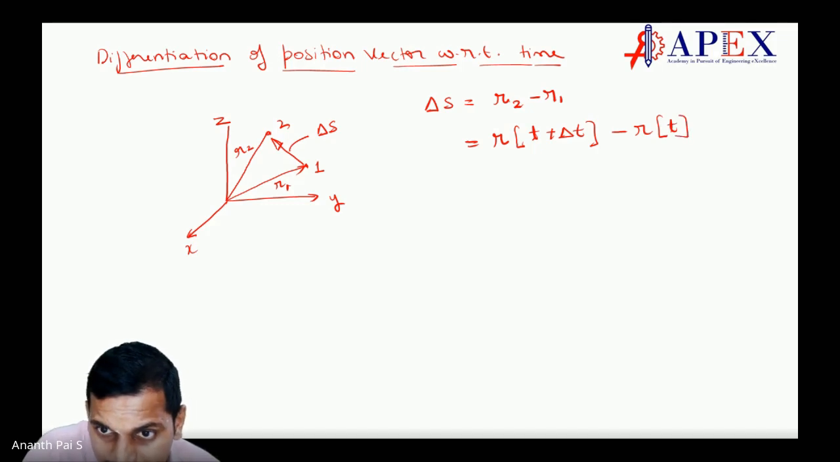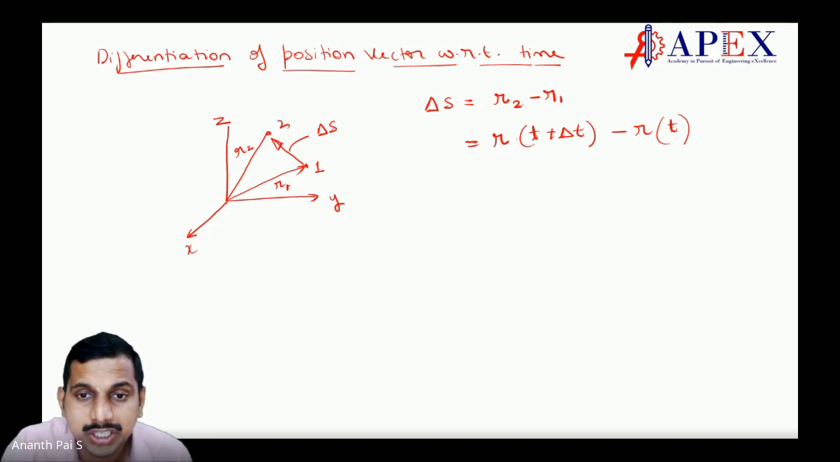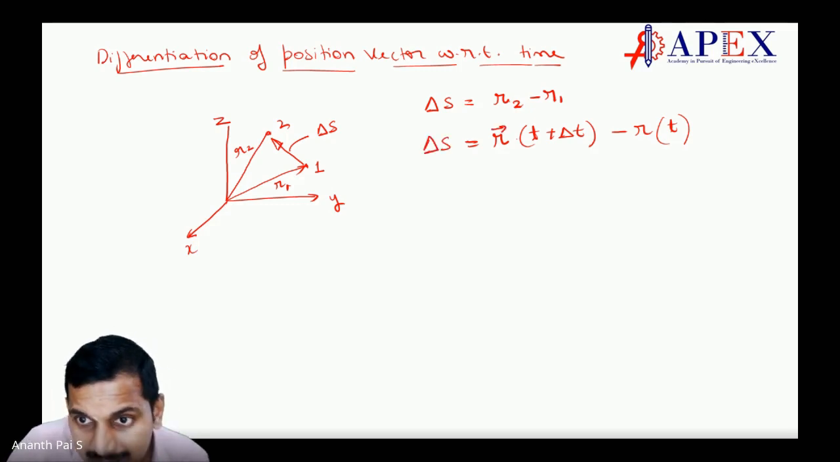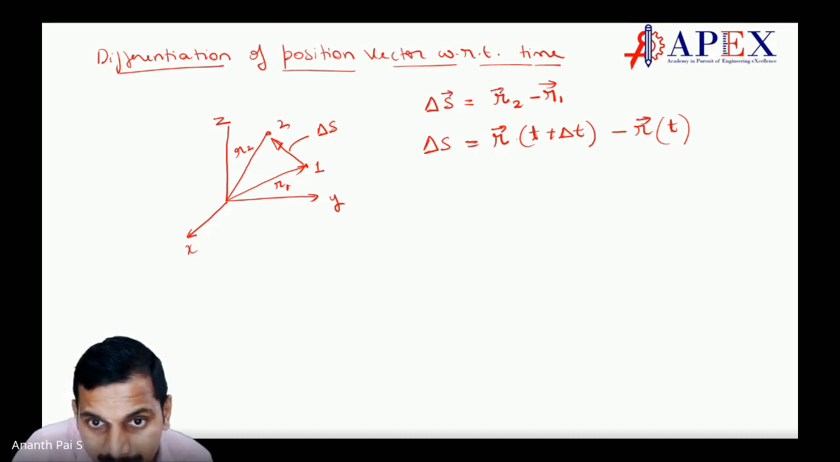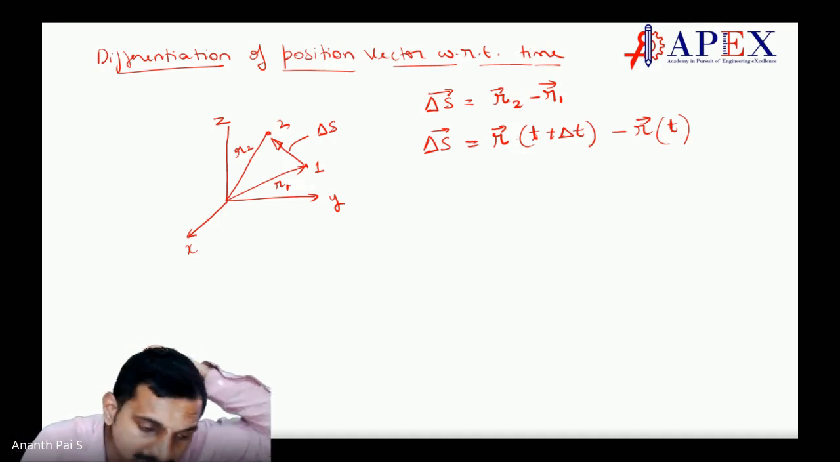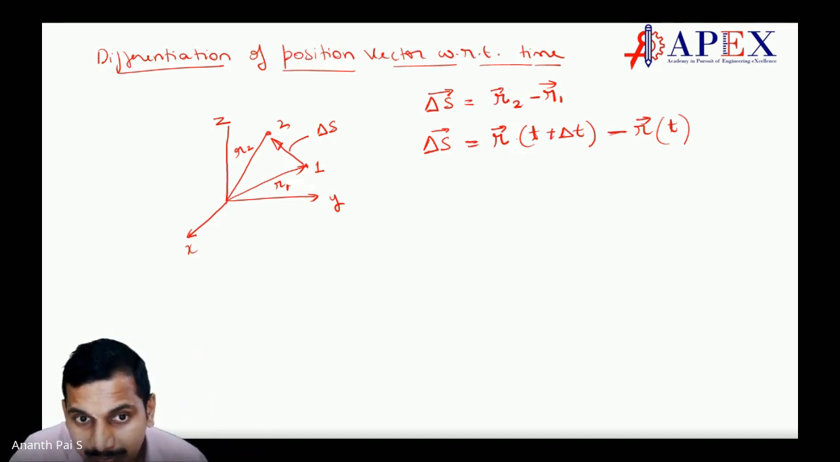Makes sense, students? Because r2 is at another state. R1 is at the initial state. So delta S is a vector. Everything is a vector, keep in mind. So r of t plus delta t minus r of t. It's a vectorial subtraction. It is not simple one.